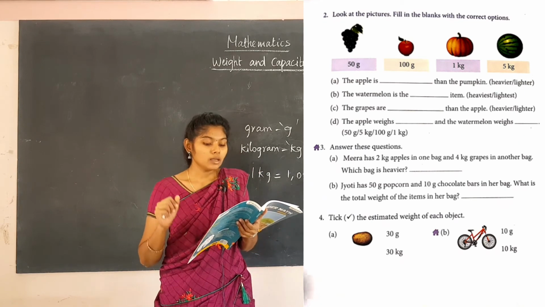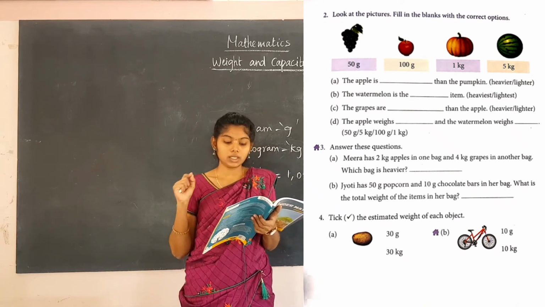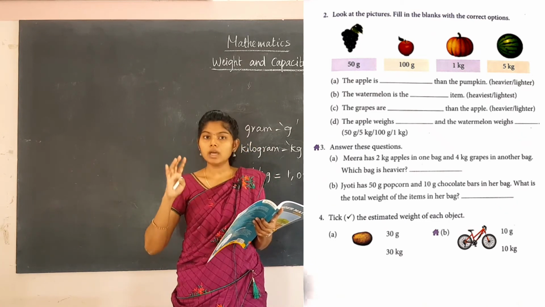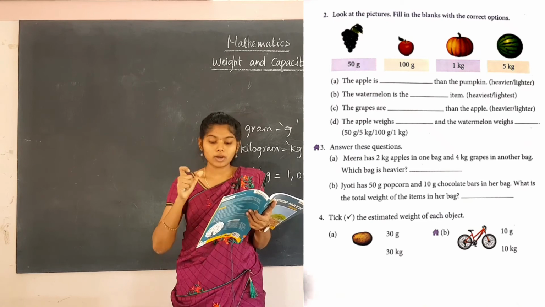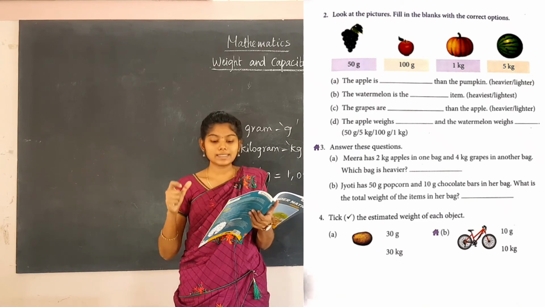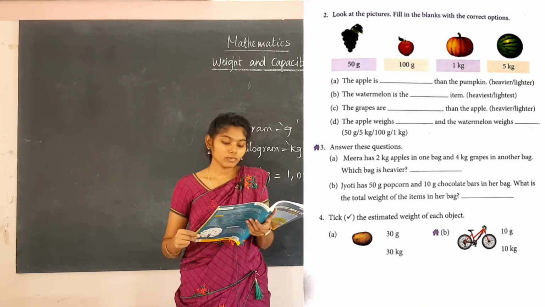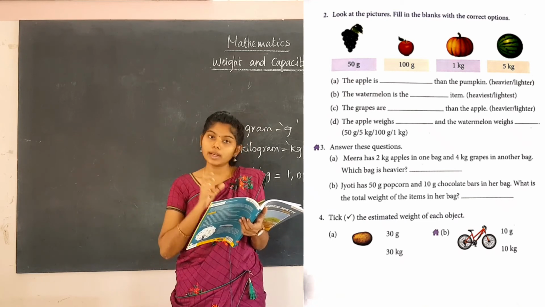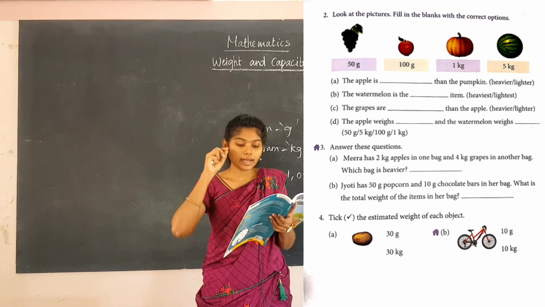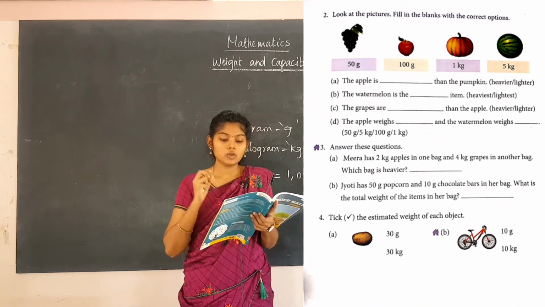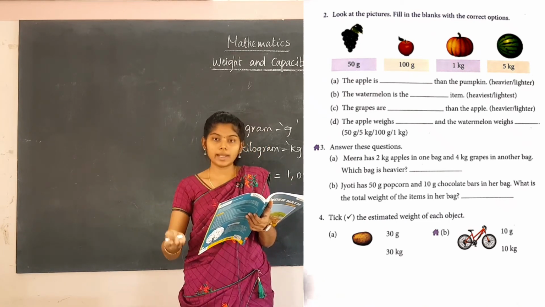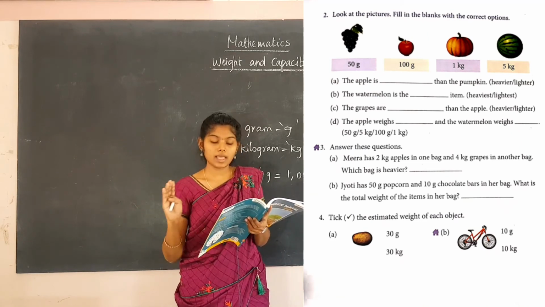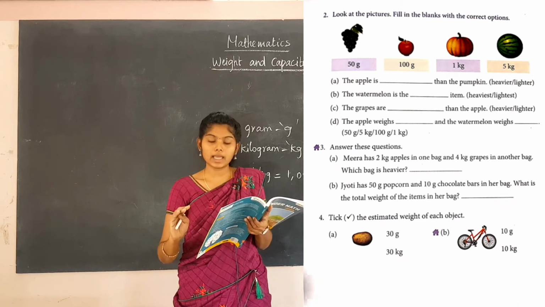And the next one, the watermelon is the dash item. See the watermelon, just by looking it is big, right? So it will be the heaviest. So you have to write heaviest. The watermelon is the heaviest item. And the next one, the grapes are dash than the apple. See the grapes, how it looks, and the gram is given there, 50 gram. So it will be lesser, lighter weight. So you have to write lighter than the apple. The grapes are lighter than the apple.